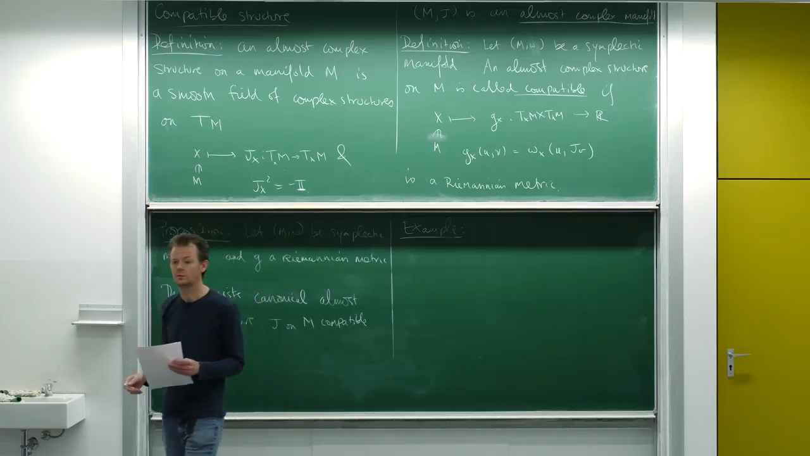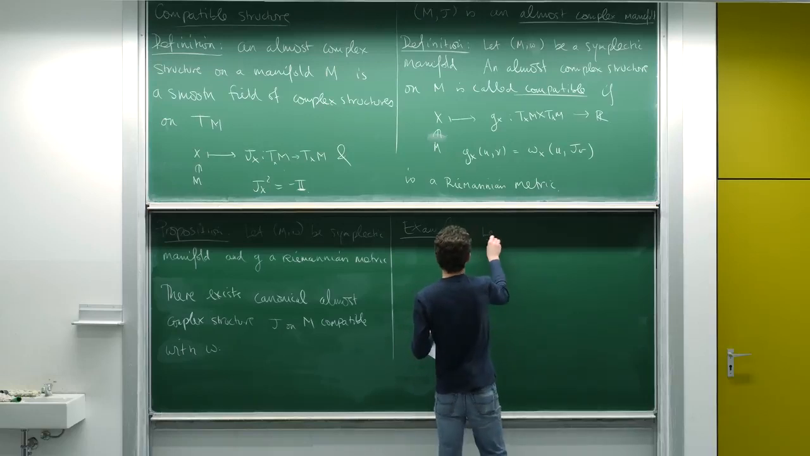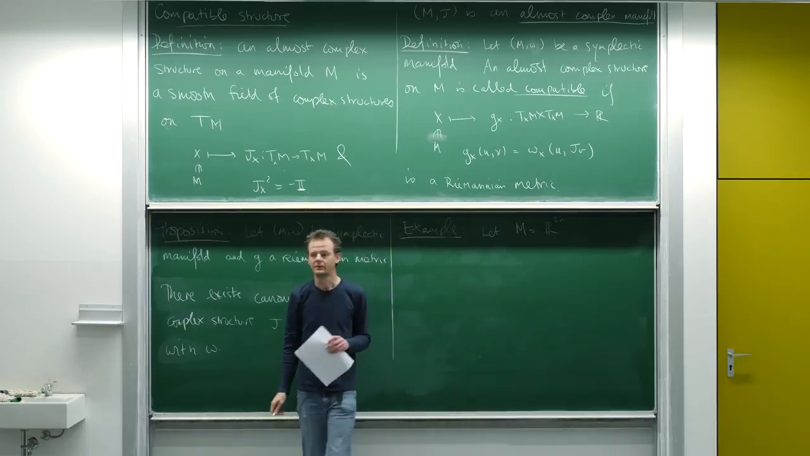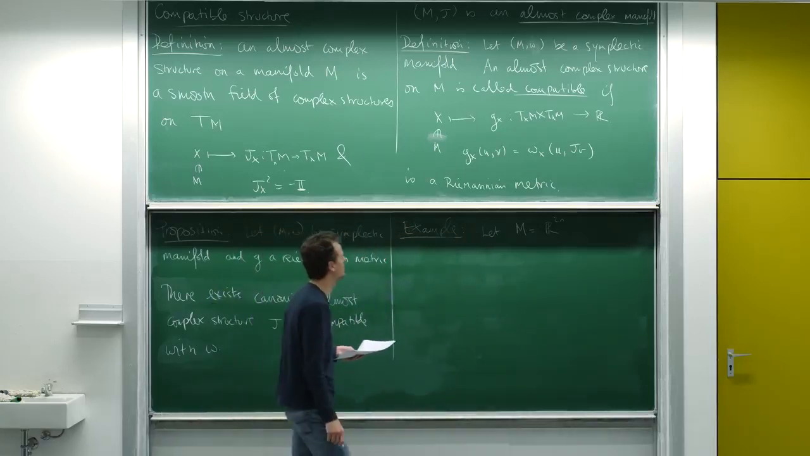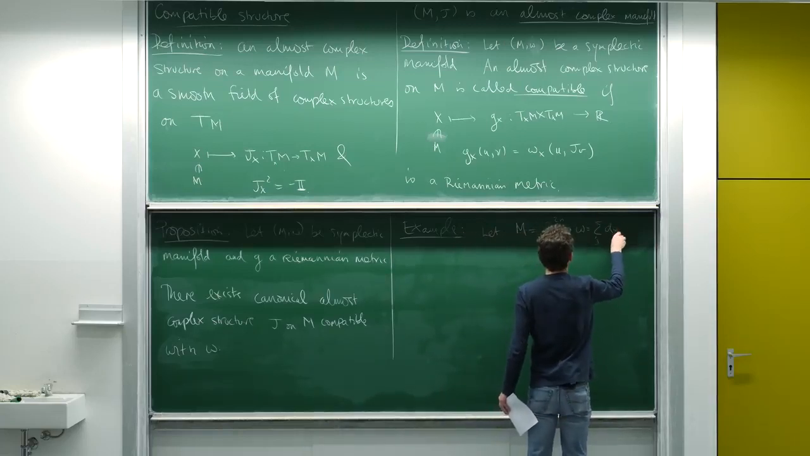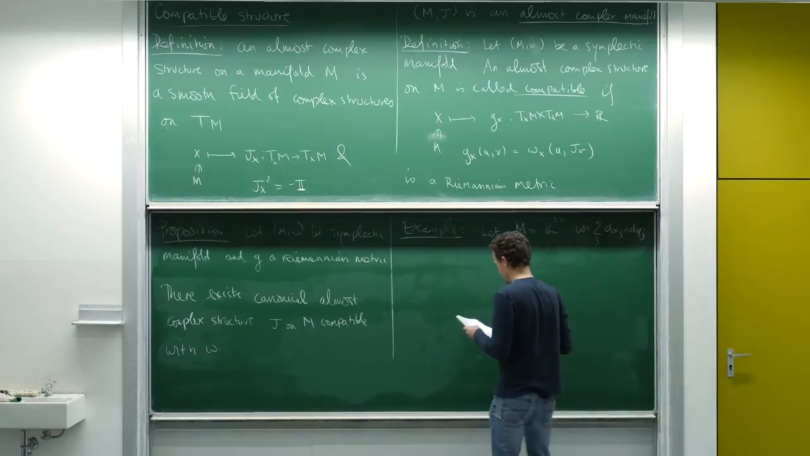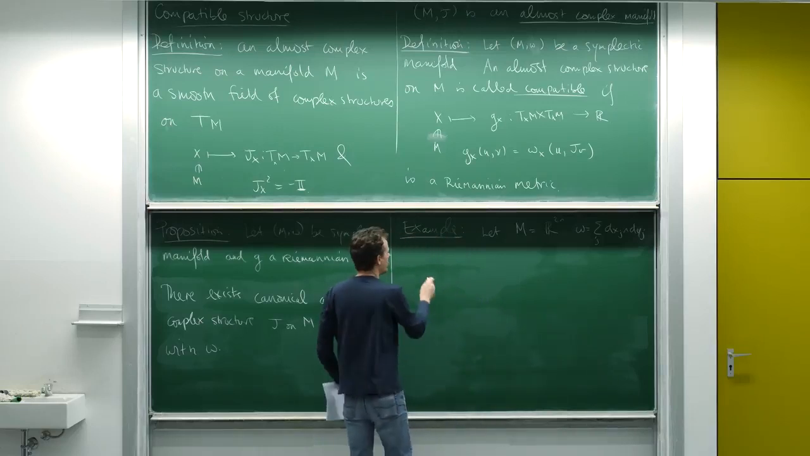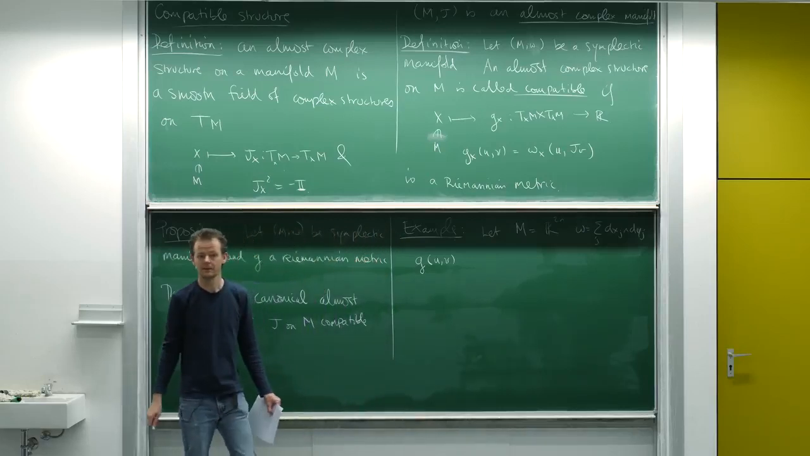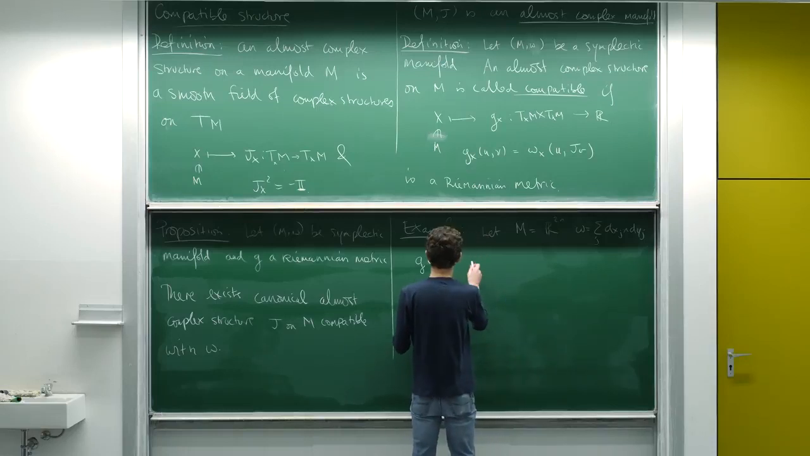Instead, we'll focus on examples to illustrate the results, and we'll take again the simplest example possible, which is phase space for a mechanical system. M is R to the 2n, and we'll have the standard symplectic 2-form that we've been taking throughout this course. And then we also need a Riemannian metric, and the one that we're going to take is the standard Euclidean inner product.